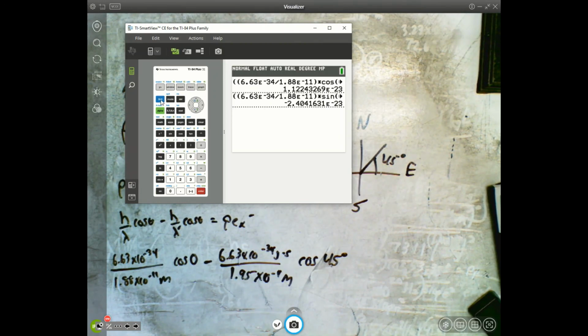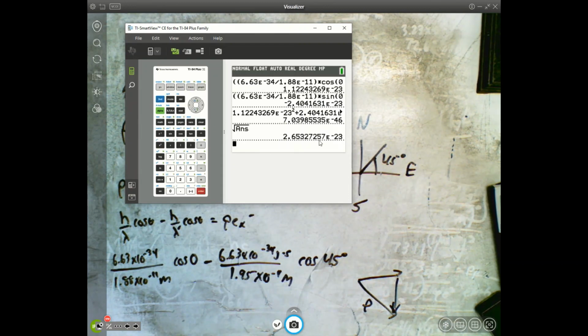So I can draw my triangle. So it's going that way and that way. So I'm going to find this. And remember that we're in momentum still. So if I take this squared plus this squared and get rid of that negative, and I square root my answer. So that's our momentum that we get, but it's asking for the speed, find the speed and its angle.